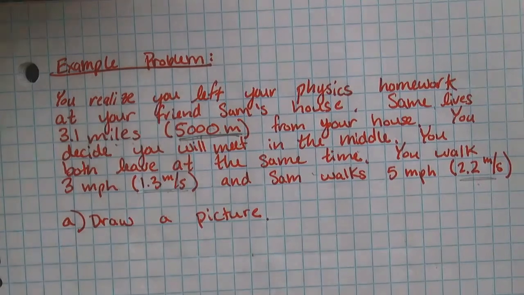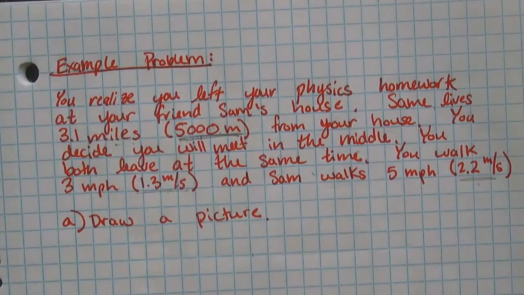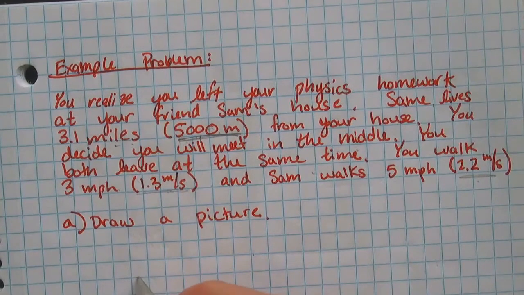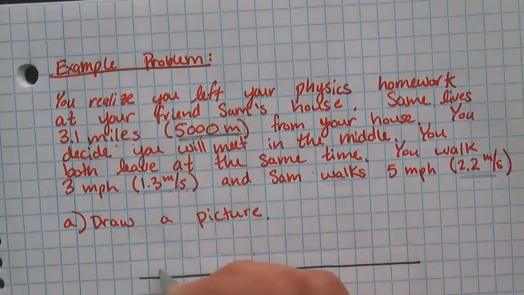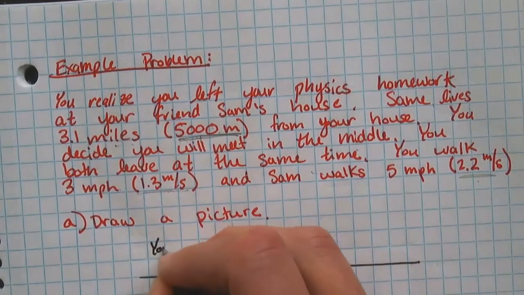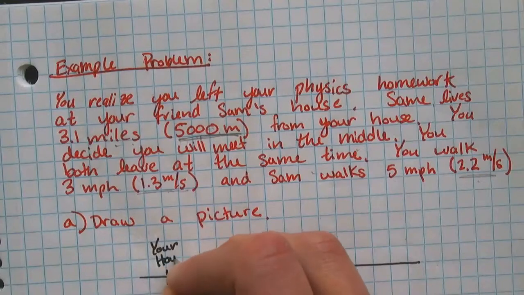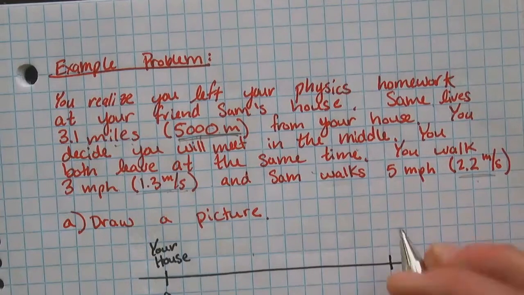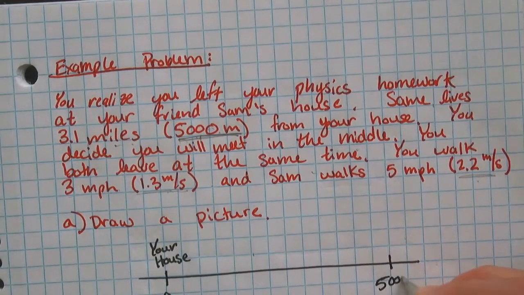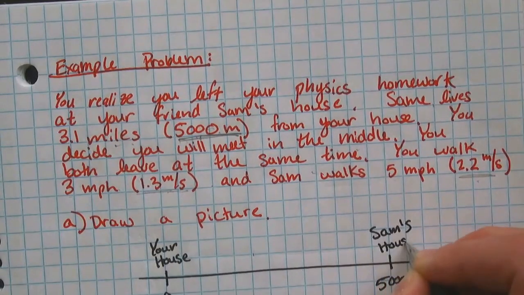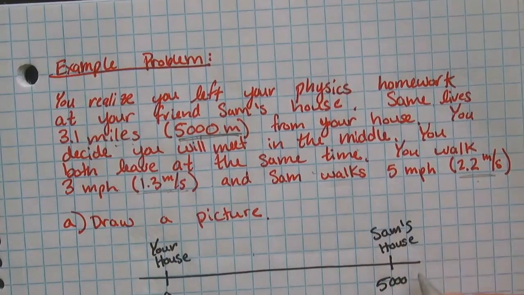So the first thing it says is draw a picture. It's often really useful to draw a picture to show what this looks like. Let's just imagine this as a number line here. Let's say this is your house here, and then here is Sam's house, which is 5,000 meters away.